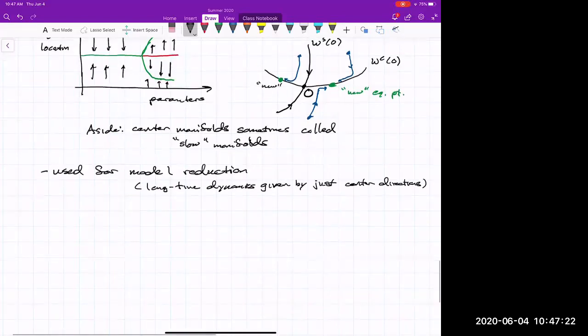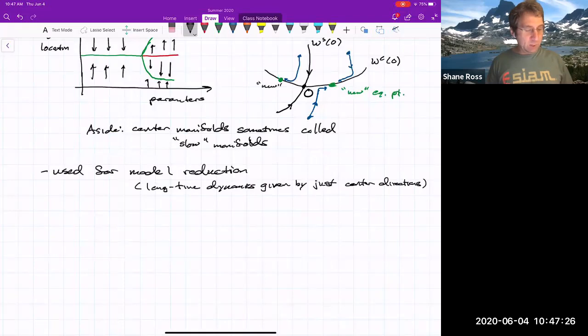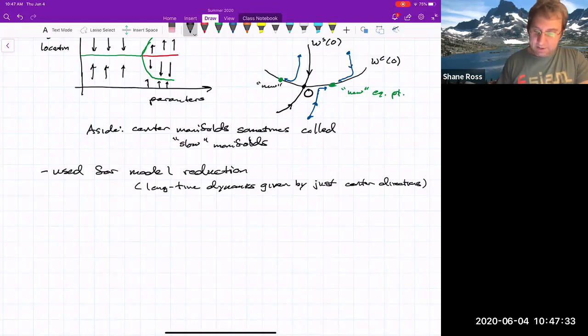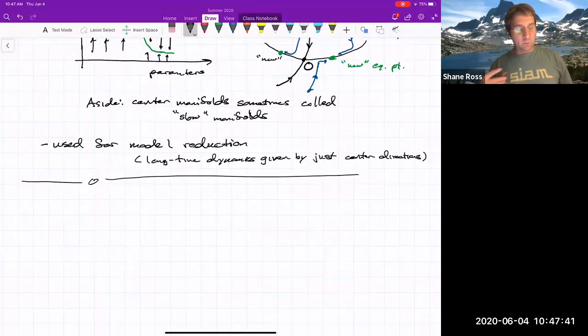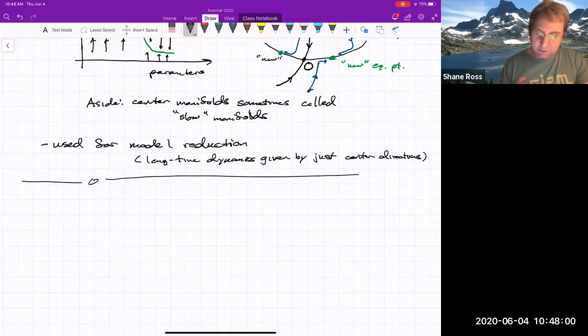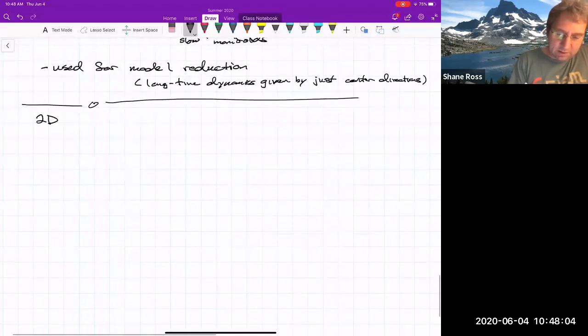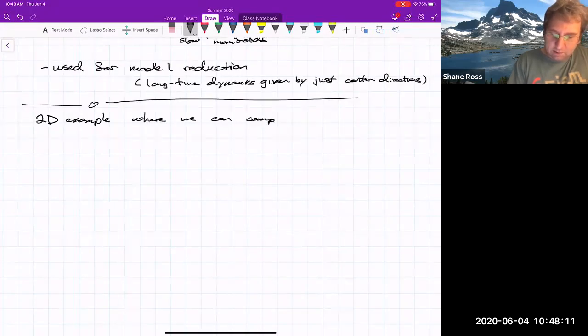Okay. I wanted to go through a 2D example where we can analytically find a manifold, because this lays the foundation for the nonlinear analysis that's required for center manifold theory. We need to do Taylor expansions of manifolds so that we get not only the linear part, but then start getting nonlinear terms, like second order polynomials, third order polynomials, and so on. So let me give you a 2D example where we can compute the invariant manifolds.